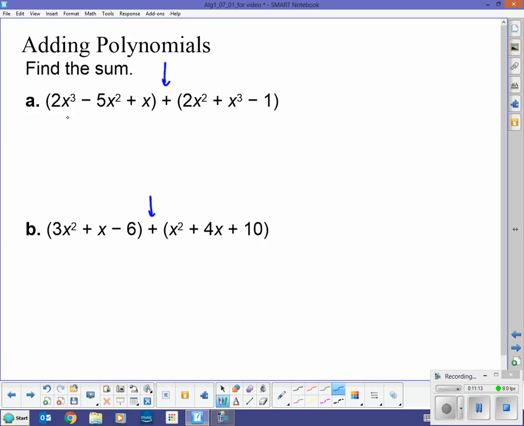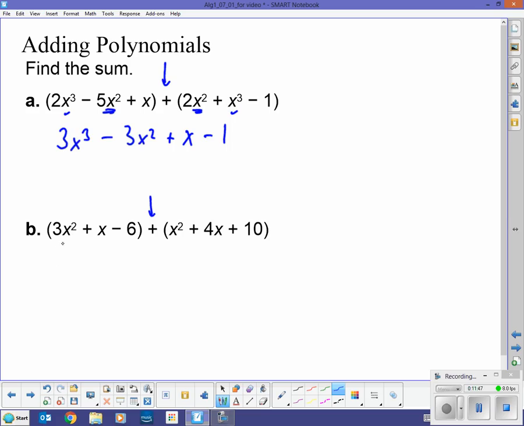So I have my x cubes, 2x cubed and 1x cubed. That gives me 3x cubed. I've got my x squares, negative 5x squared and 2x squared. If I combine those, I get negative 3x squared. So those are my x squares. Now my x's, I only got one of them. This one has one, this one doesn't. So that'll go next. I'm going in descending order. I'm going in standard form. And then finally the constant of minus 1. Negative 1 will go last.